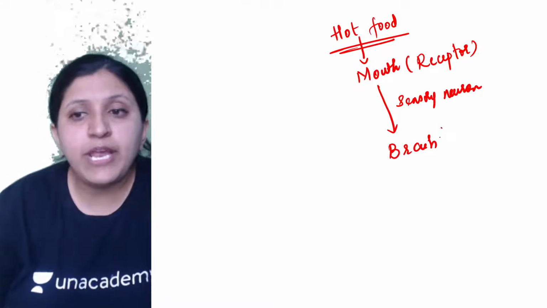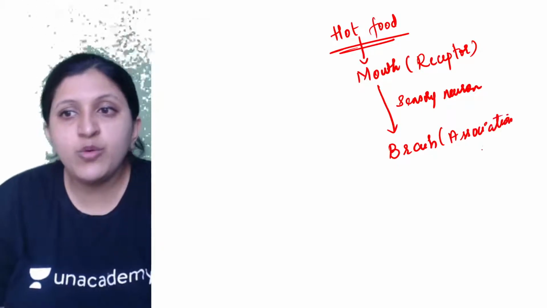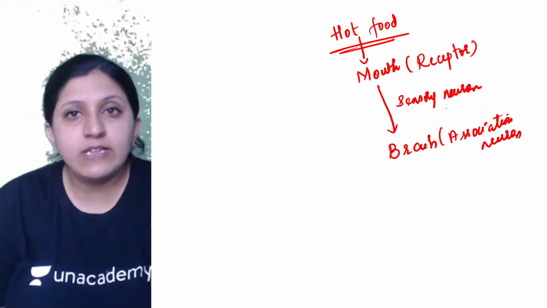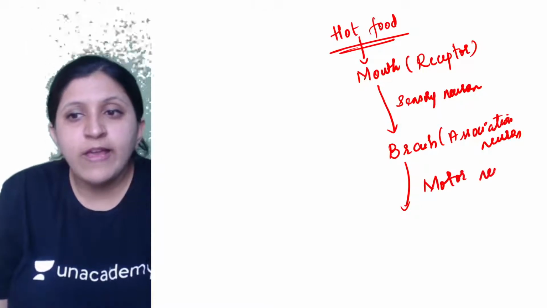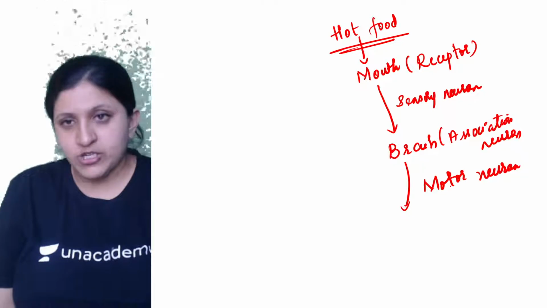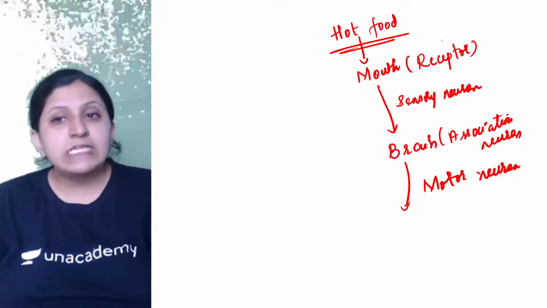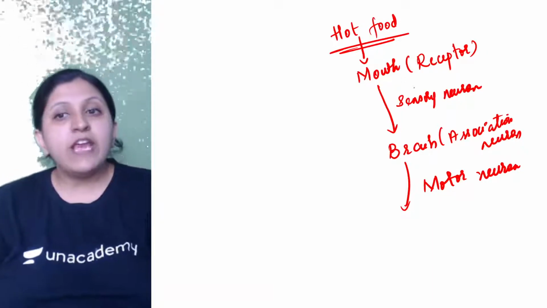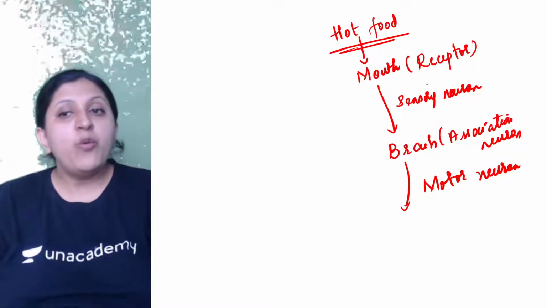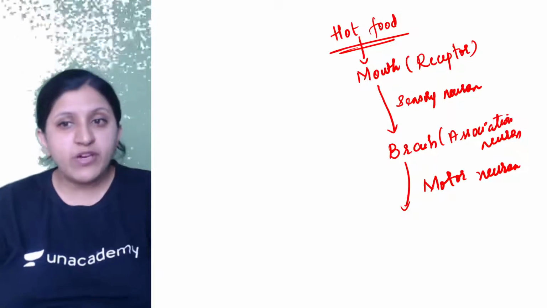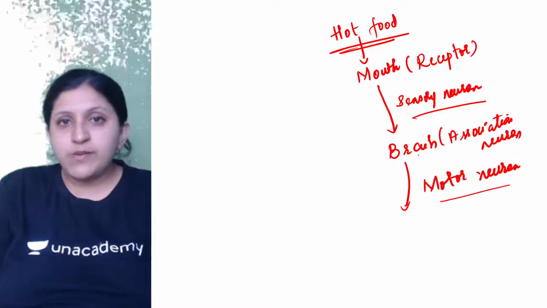And in the brain you can find an association neuron. There will be an association neuron which is connecting the sensory neuron with the motor neuron. The motor neuron is the one which is going to carry the information. So what happened here? The hot object which you kept in your mouth, the sensory cell detected that and the information was sent to the brain. In the brain there is an association neuron which will transfer the information from the sensory neuron to the motor neuron. That is done across the brain only.